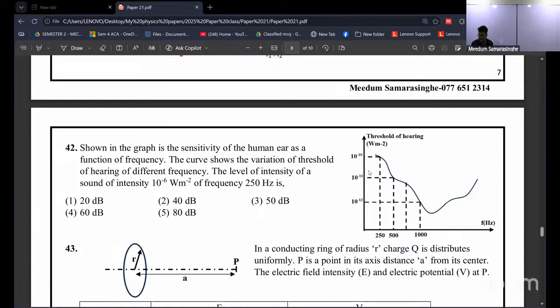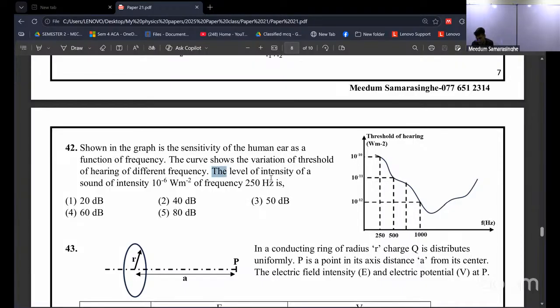But in our questions, we usually assume that the threshold of hearing is a constant, that is 10 to the power minus 12. But the real case is when the frequency of the wave changes, the threshold will also change. See, when the frequency is 250 Hz, the threshold of hearing is 10 to the power minus 10. That's how this graph can be read.